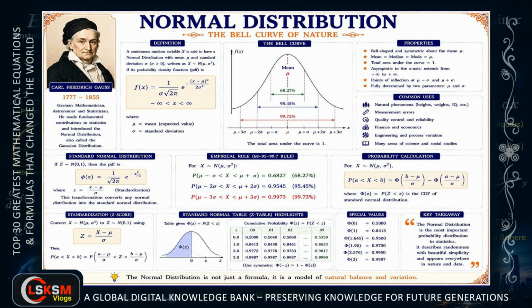Fifteen. Normal distribution. Person: Carl Friedrich Gauss, 1777 to 1855. The normal distribution describes how many natural and statistical data sets are distributed. It is one of the most important concepts in probability and statistics.